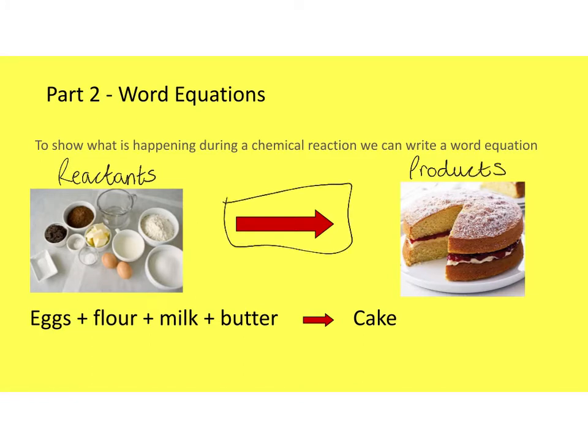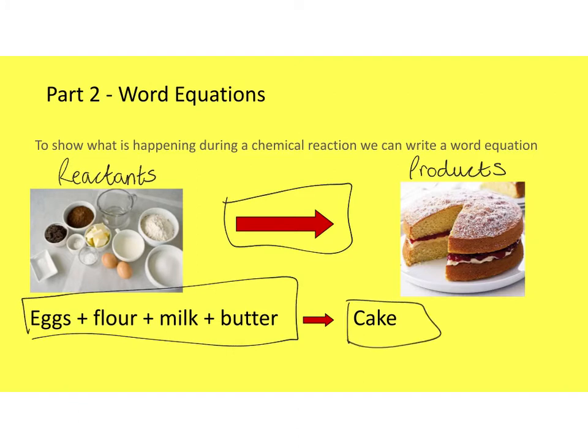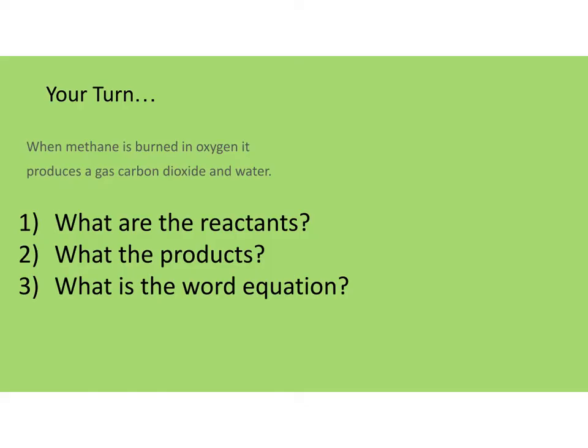An arrow connects them, then all the things I react together are there, and then my finished product is there. Okay, nothing new has been added. It's just changed form. So often it changes name because it's changed form. So let's have a go at this one together. Methane is burned in oxygen. It produces a gas known as carbon dioxide and water.